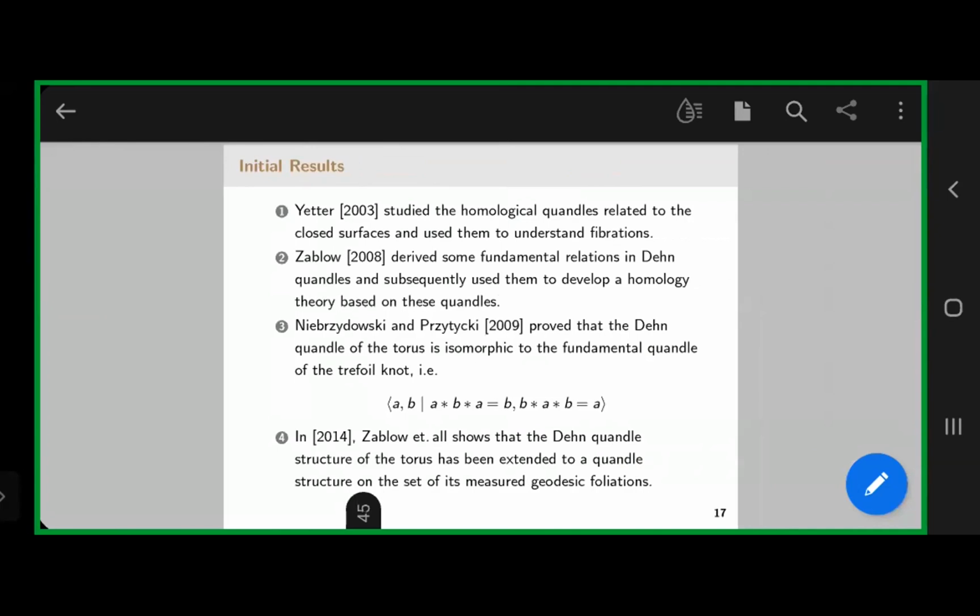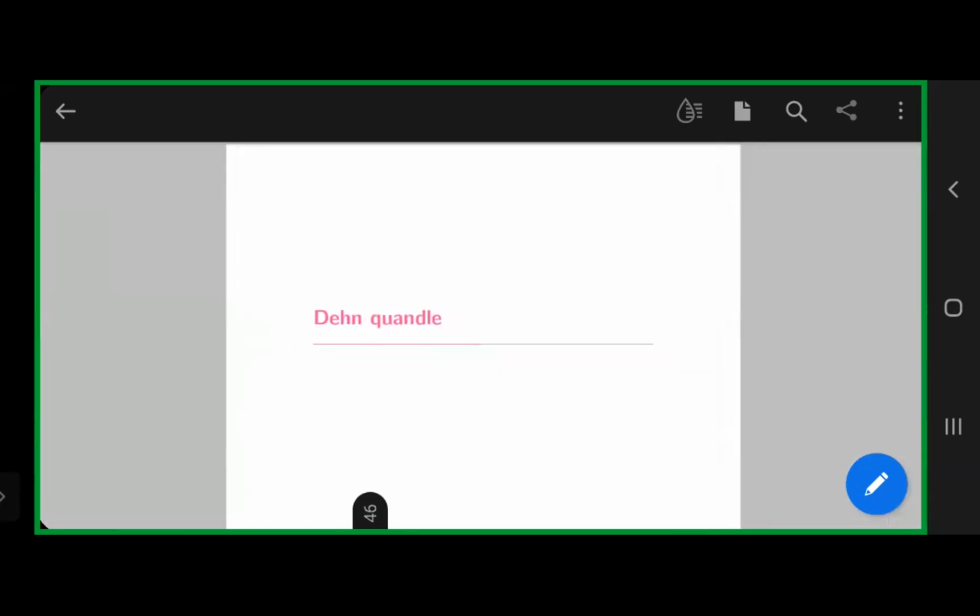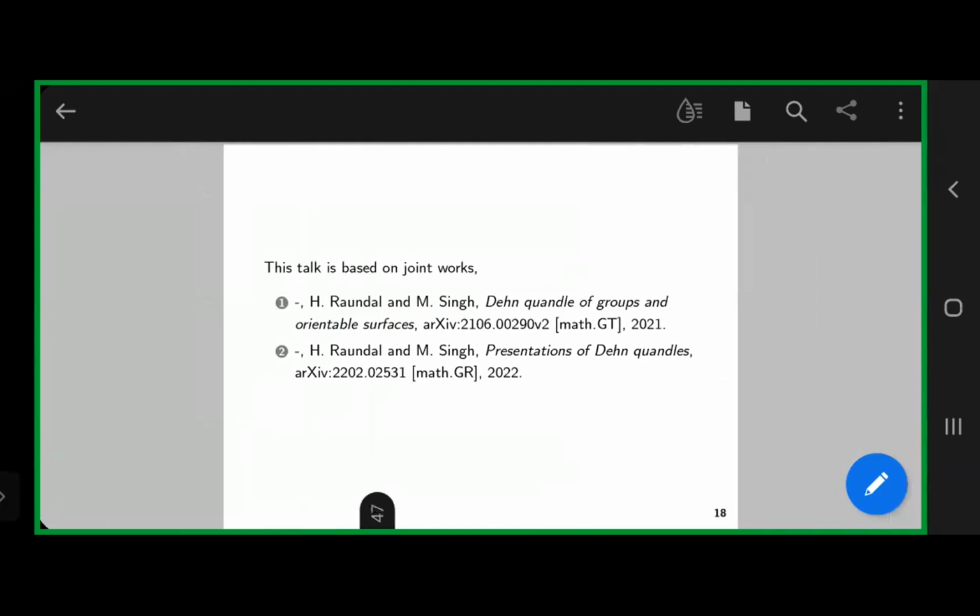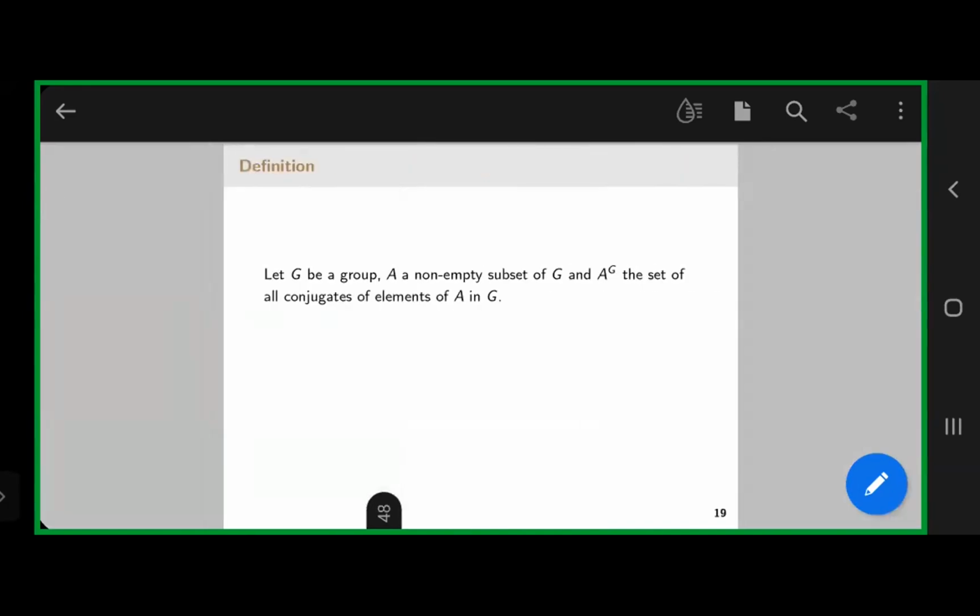In 2014, again, Jablan studied this quandle to understand the measured geodesic foliation on the surfaces. So this quandle, though it looks like a very algebraic structure, has a lot of geometric information that motivates us to understand these quandles more in the algebraic sense. Okay, so whatever I talk about now is based on these two papers, which are my joint work with Professor Mahender and my collaborator Dr. Hitesh Chandal. So let me firstly define this Dehn quandle structure in a general setting.